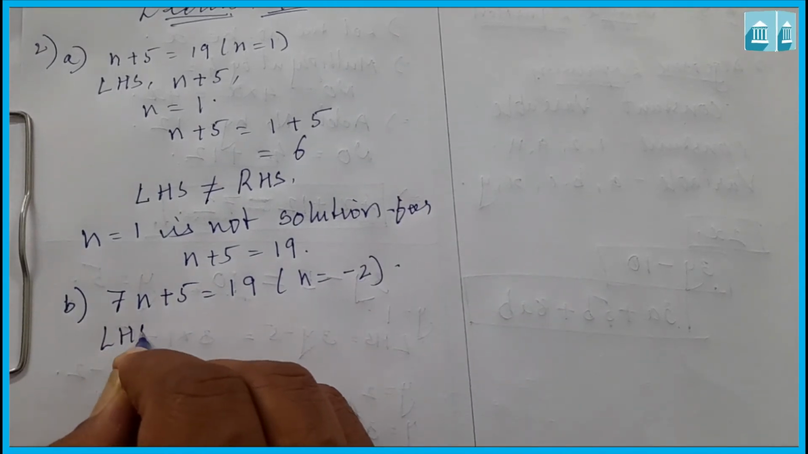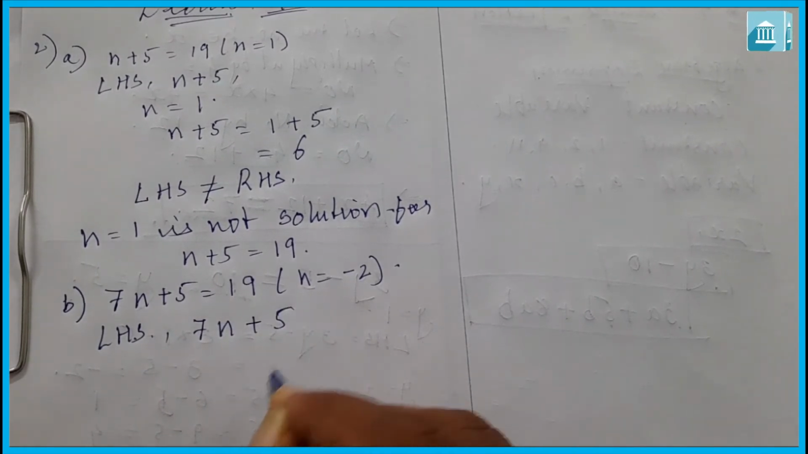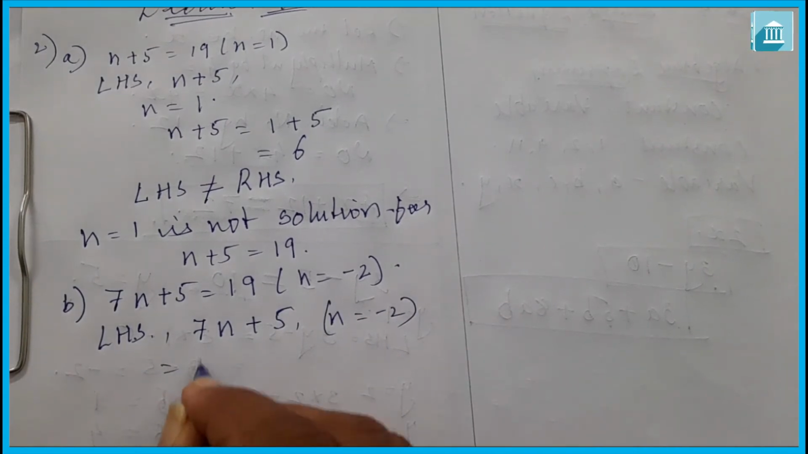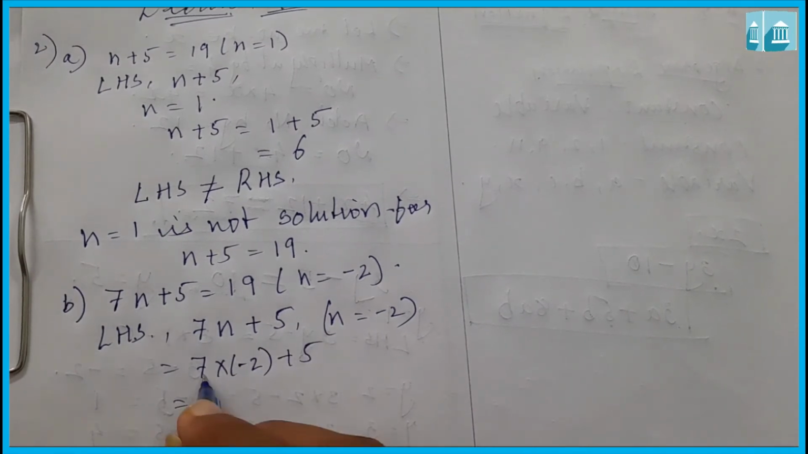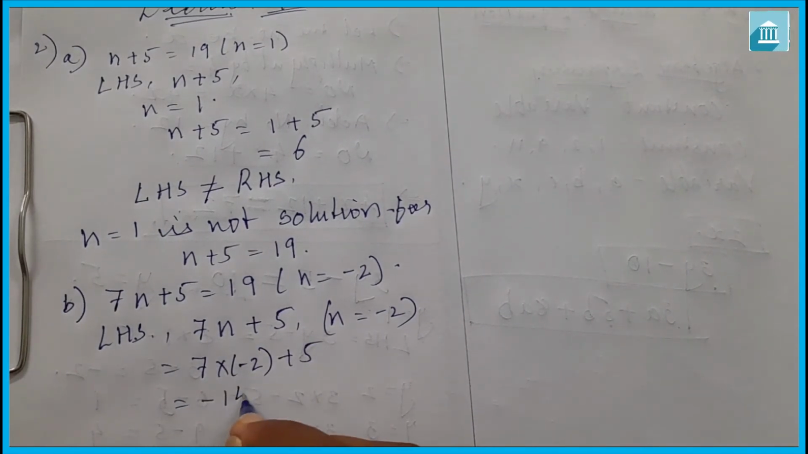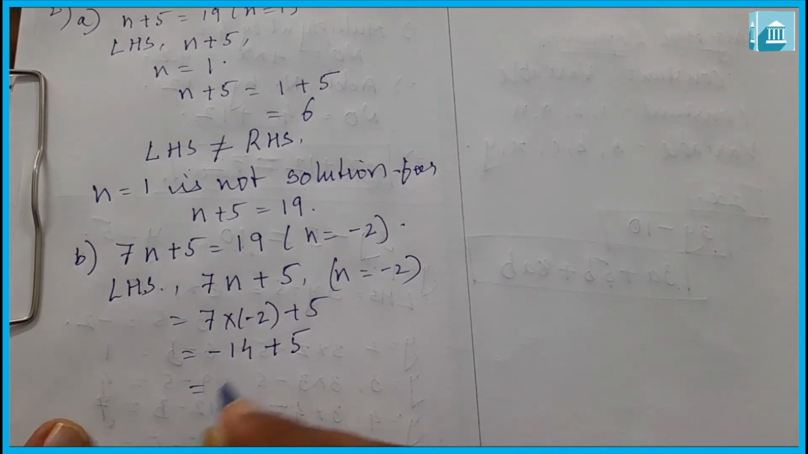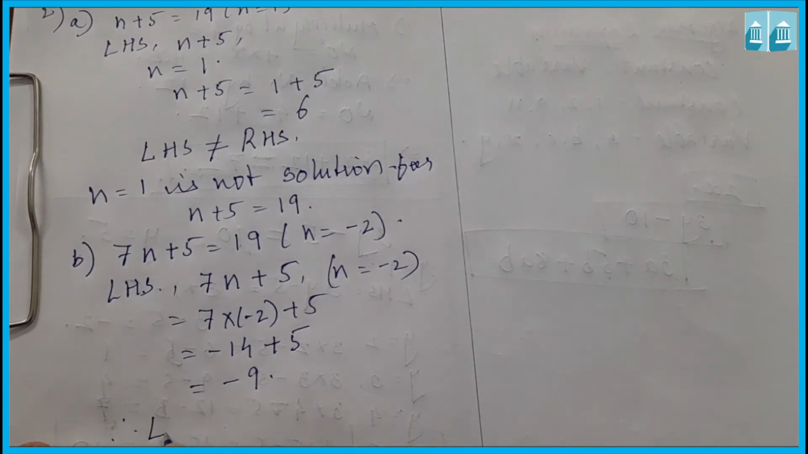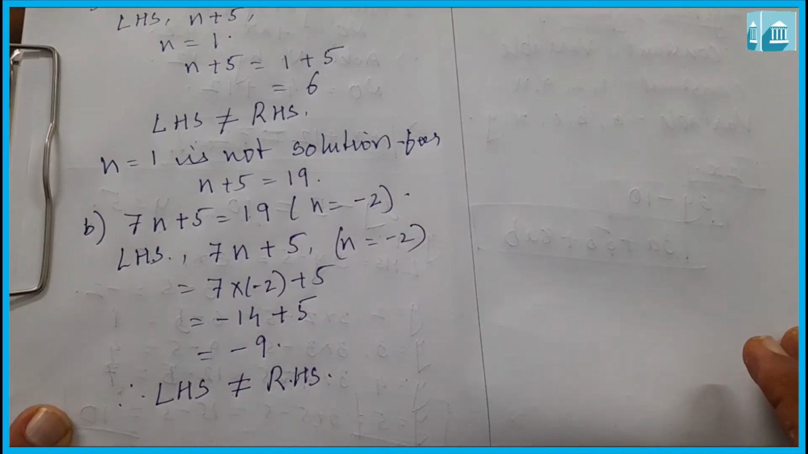We have to see the left hand side. Left hand side is equal to 7n plus 5. We can say n is equal to minus 2. So if n is equal to minus 2, then it will be 7 into minus 2 plus 5. 7 into minus 2 is equal to minus 14, plus 5, which is equal to minus 9. So left hand side is not equal to right hand side.